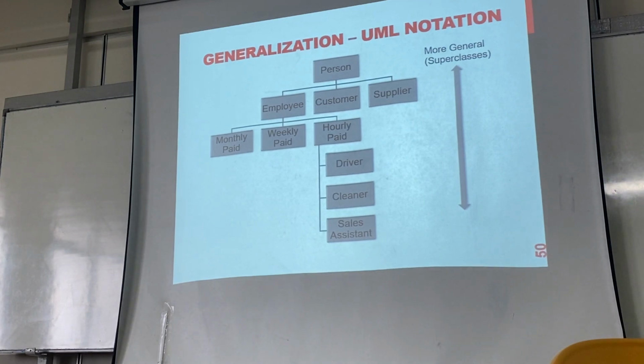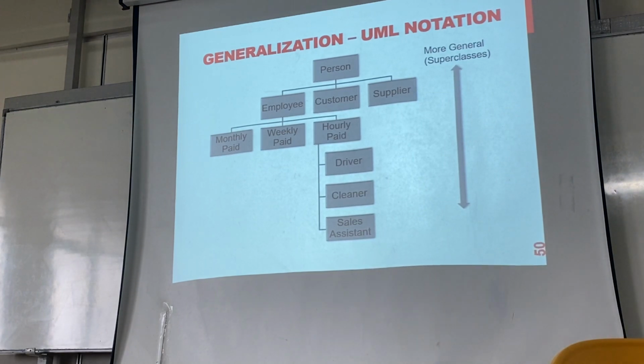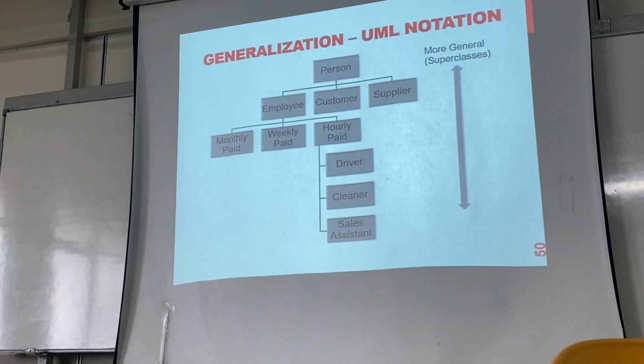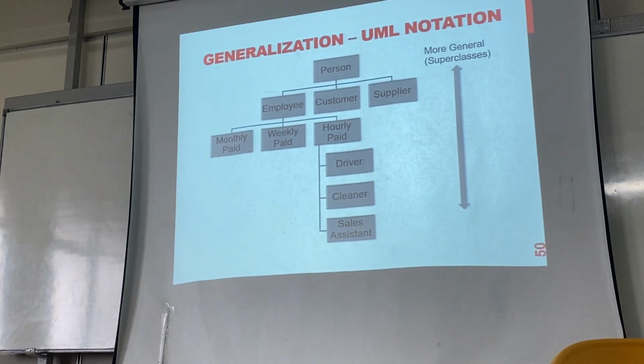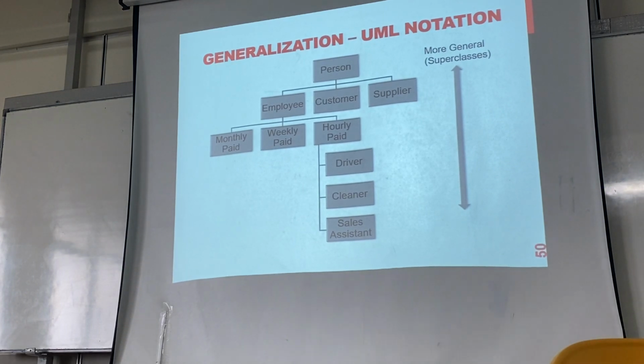Person is the parent for employee, customer, and supplier. Very good. So they inherit from person. Then next, the employee has monthly pay, weekly pay, and hourly pay. And the hourly pay one will be for driver pay and assistance. These 3 are children of the employee and inherit from the employee.